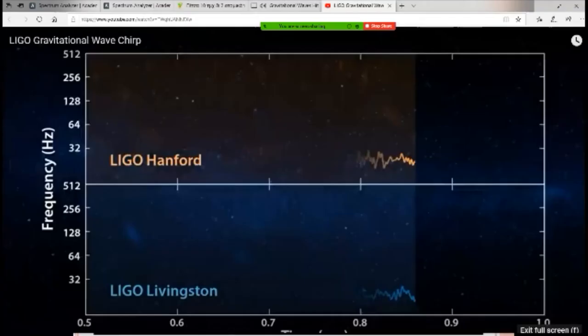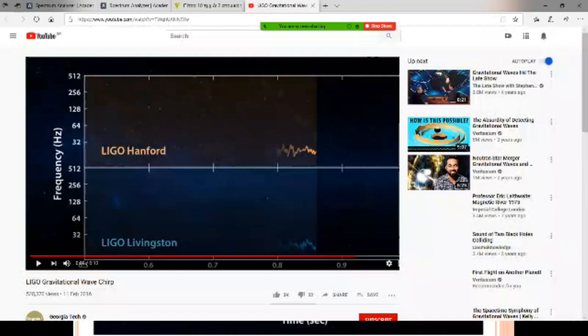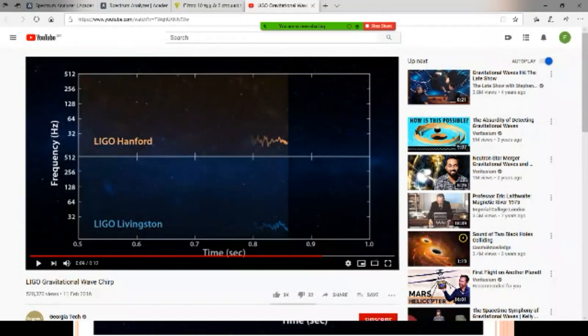So, why does it sound like that? It sounds like that because when the two black holes, in this example, start spiraling around each other, at some point, as they spiral, they emit gravitational waves. But as they come closer, they spiral more quickly. And as they spiral more quickly, the frequency of the gravitational waves increases.